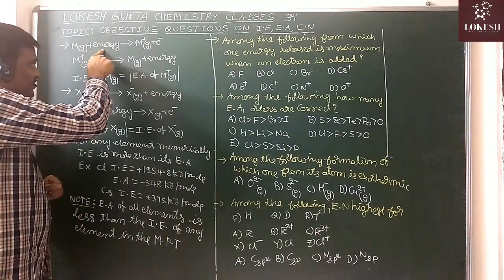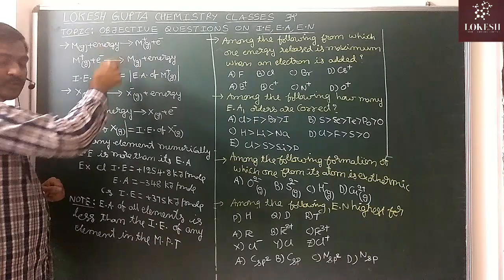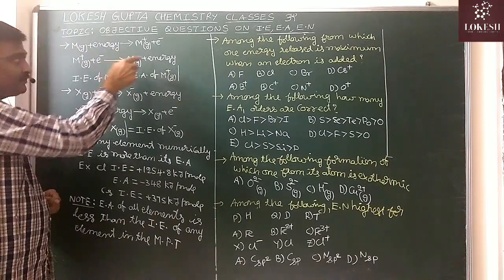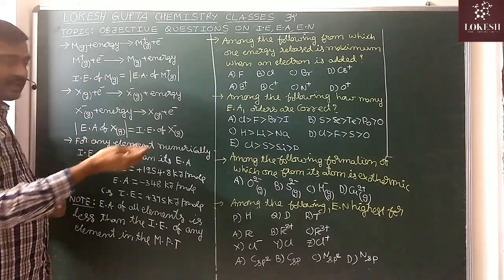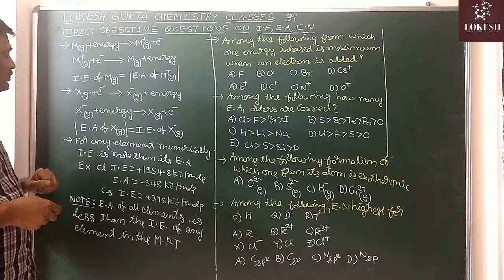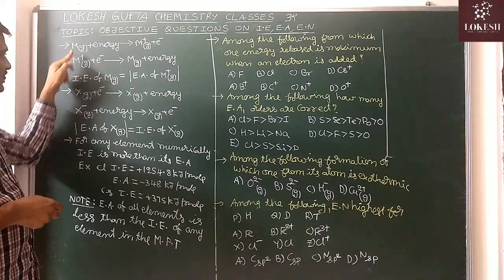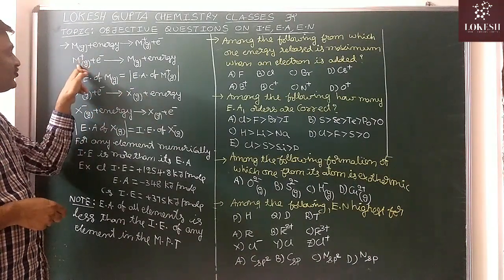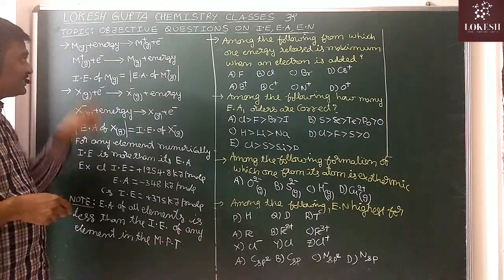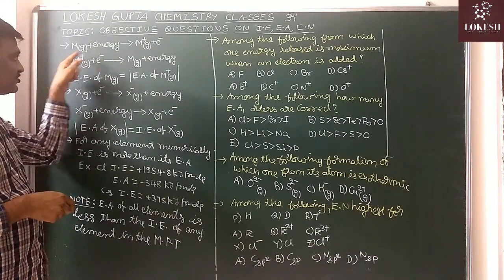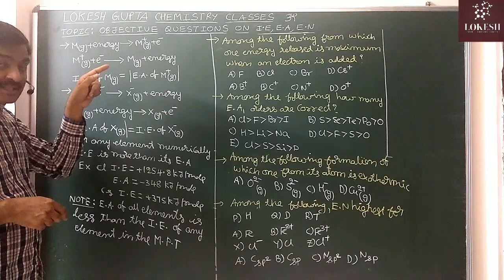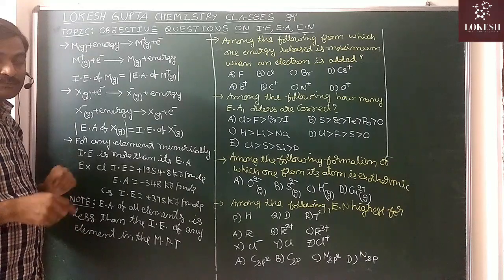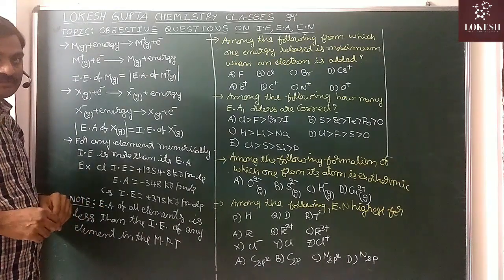Here absorbed energy, here released energy, both are equal in magnitude. But the absorbed one is a positive value, and the released energy is a negative value. So from this, what is the conclusion? Ionization energy of M gas is numerically equal to electron affinity of M plus gas. In the ionization of M gas, the product is M plus gas. That product's electron affinity and the reactant M gas's ionization energy are equal.